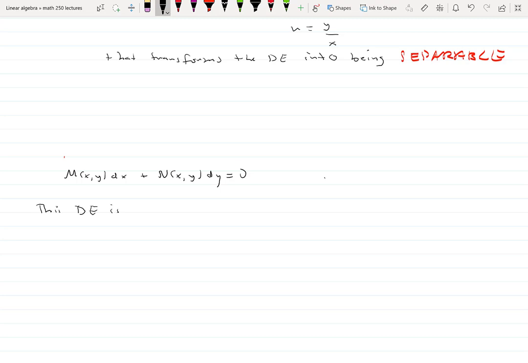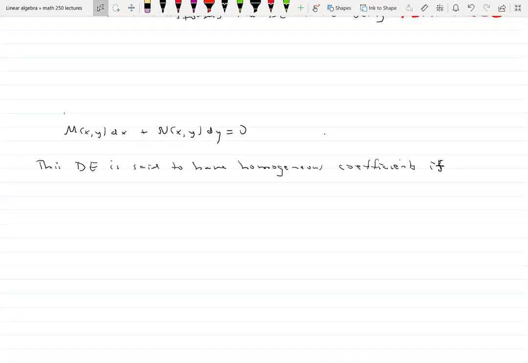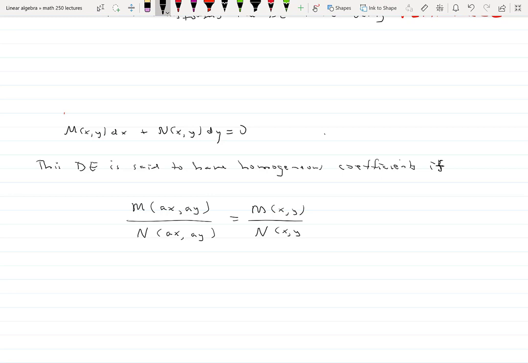This differential equation is said to have homogeneous coefficients if, now we're using the word homogeneous here for a very different thing than we've seen before, M of a constant a times x, a times y, over N of ax, ay, equals the original M of x,y over N of x,y.